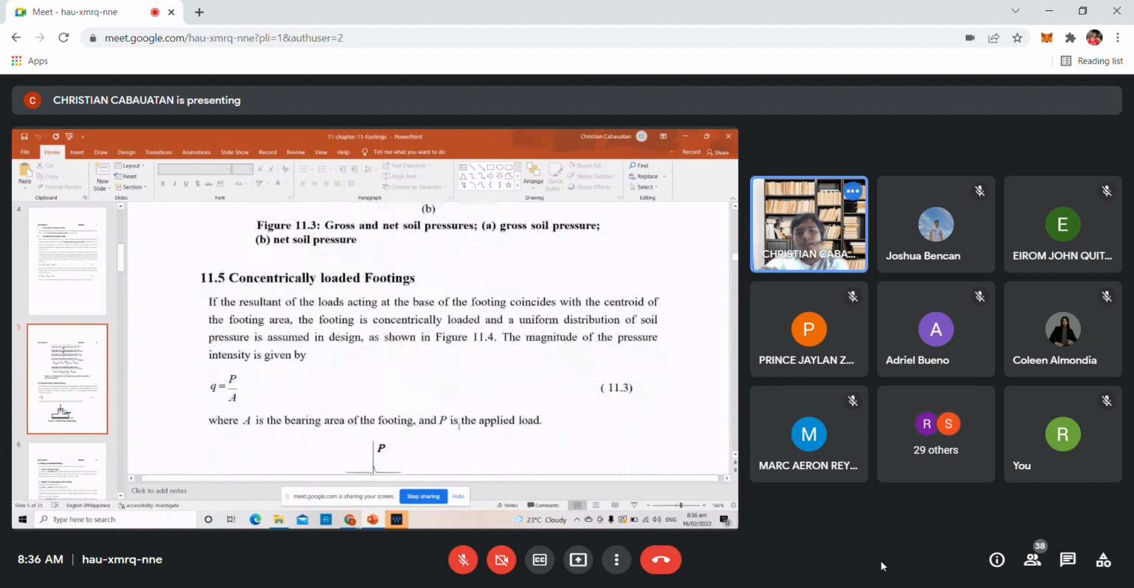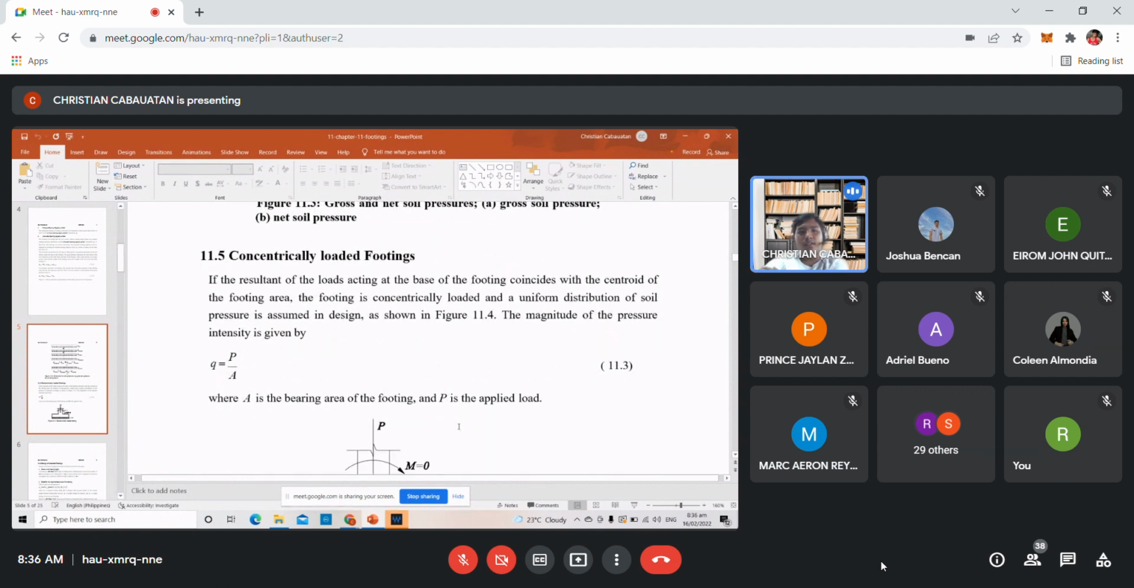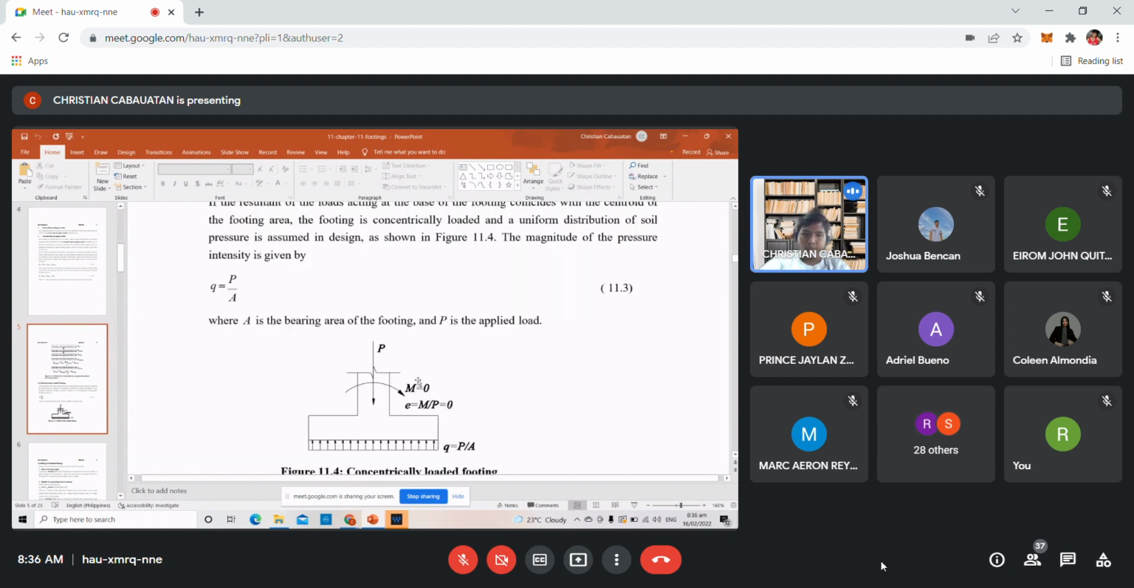The next one, the concentrically loaded footing. If the resultant of the loads acting at the base of the footing coincides with the centroid of the footing area, the footing is concentrically loaded and a uniformly distributed soil pressure is assumed in design. You can see it on this figure.